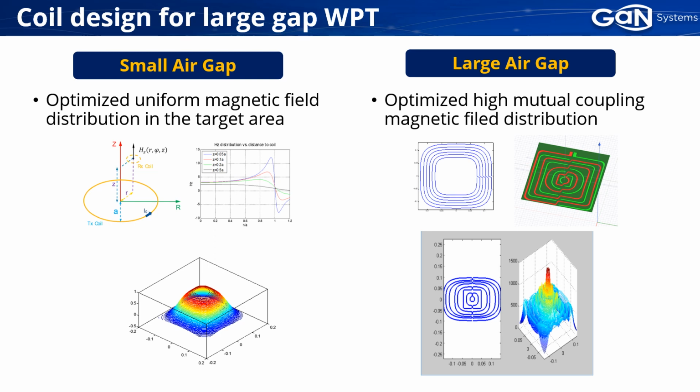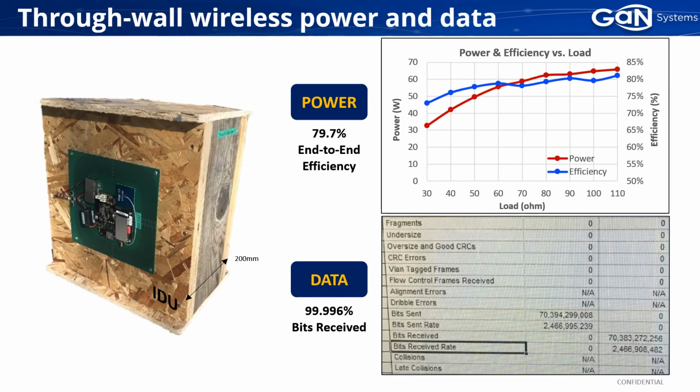I mentioned coil design. There's quite a bit of difference in coil design between small air gap and large air gap. You can see some of the dynamics here in these charts, where coils optimized for air gap show quite a big difference in their performance. The result of our design is output power of greater than 60 watts with a nearly 80% end-to-end efficiency and a data throughput rate at nearly 100%.